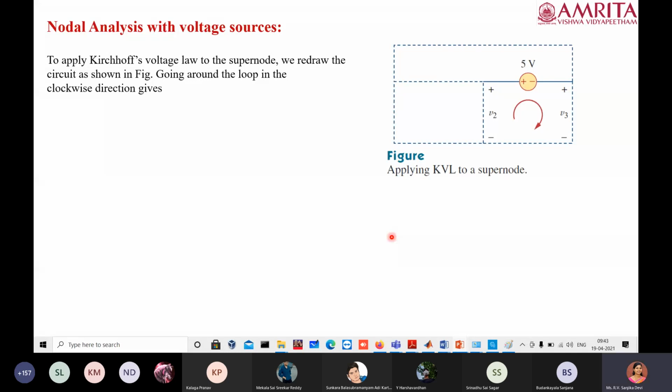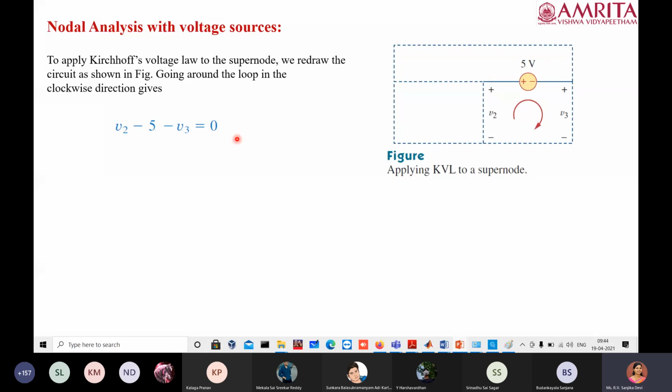Okay, so now applying KVL for this particular loop, we can go in one particular direction, either clockwise or anti-clockwise. Here, let us assume that we are going in the clockwise direction. So how do we write a KVL for this particular branch? We can write it as V2 minus 5 minus V3 is equal to 0. So that forms a complete circuit. By this we get one more equation which relates V2 and V3.